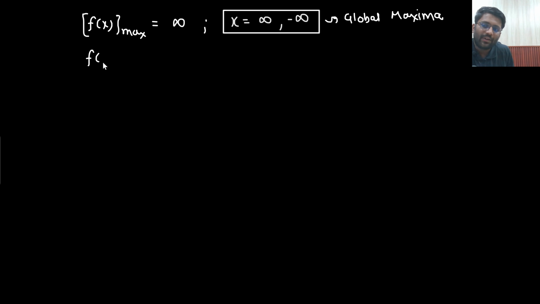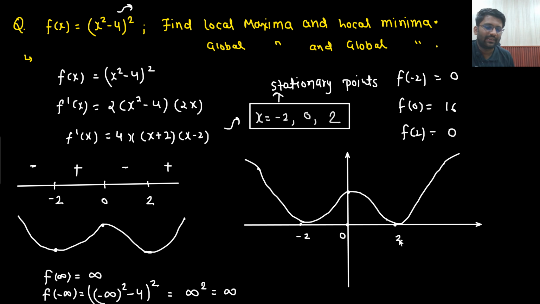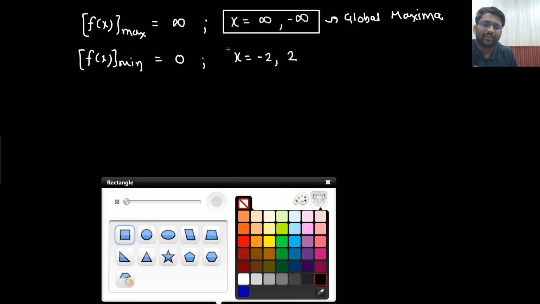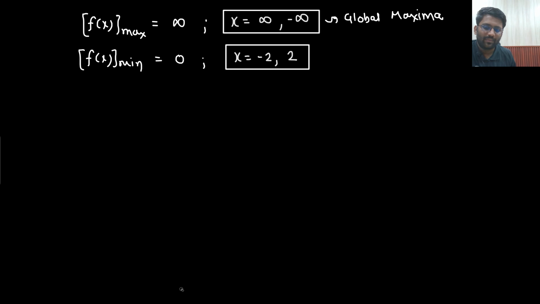And what is the minimum value your f(x) is attaining? So the minimum value my f(x) is attaining is 0. And where is it occurring? It is occurring at minus 2 as well as plus 2. That means they are my global minima.